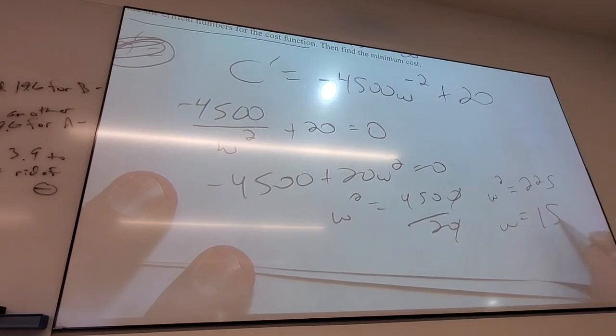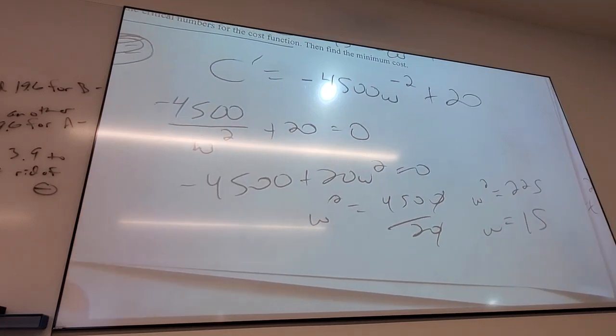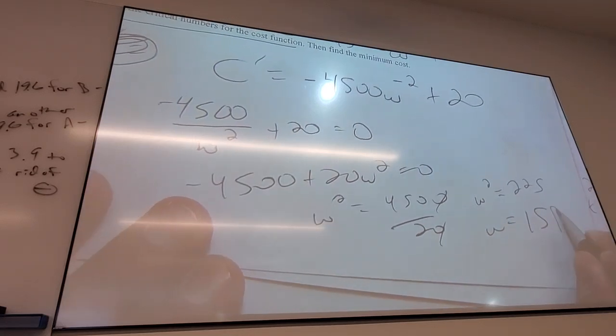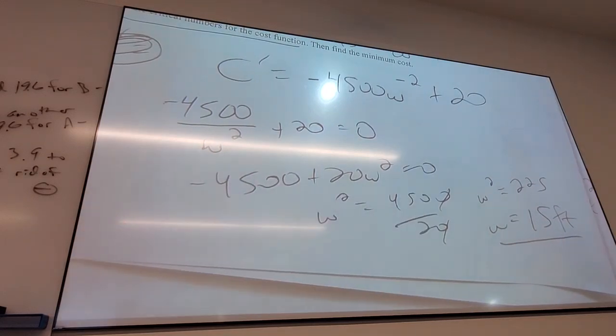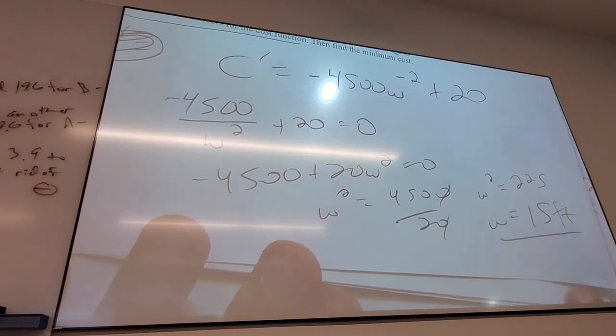15! Look at Jeff giving you a nice answer. 15 what? Now what is it the question wants though? The cost. The minimum cost. We just figured out what? The width that makes the cost an extreme value.